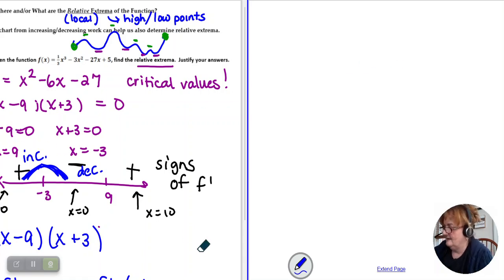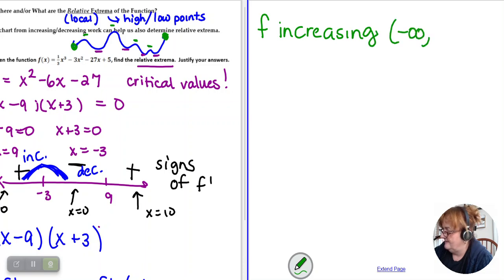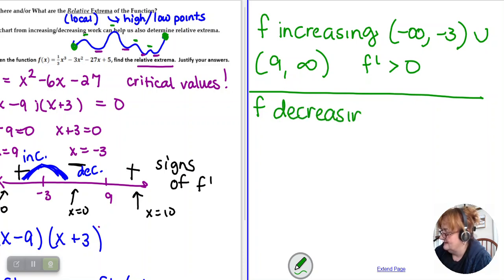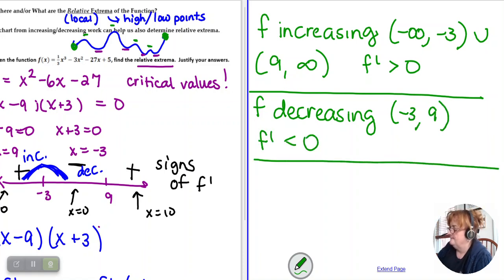Okay, so based on our number line, I know f is increasing from negative infinity to negative 3, and then also 9 to infinity, because f prime is greater than 0. What I might say, and then I'll probably finish and do the decreasing, because that's just easy enough. They typically are asking me, where is it increasing, decreasing, and then where are relative mins and maxes?